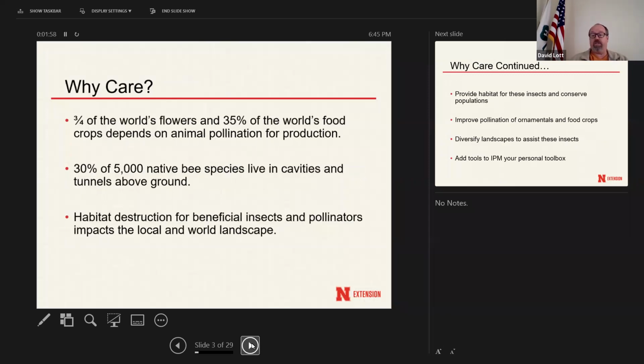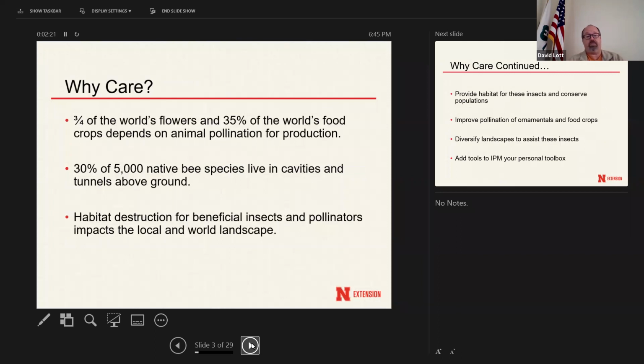The big question is, so what? This is the "so what" that we always fight when we do programming in Extension or Master Gardener. Why should we care? Why should we learn about it? Why should we do it? Because three-quarters of the world's flowers and 35% of the food crops in the world depend on animal pollination for production, including the insects.